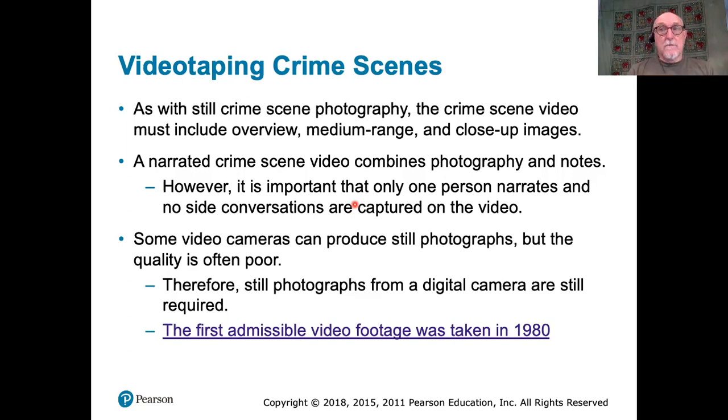You can also take still photographs from video. That's perfectly acceptable. But sometimes the quality of an individual video frame is not that good. So it is coupled with digital camera photography.